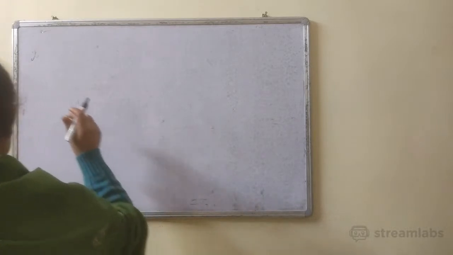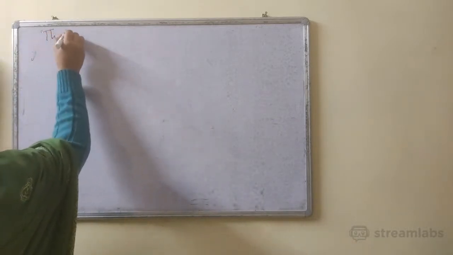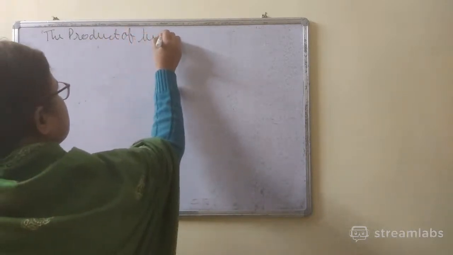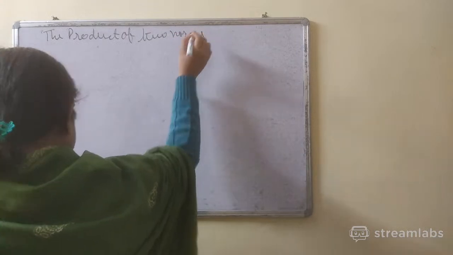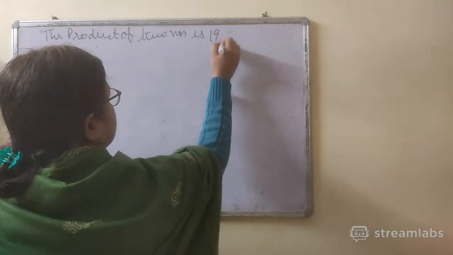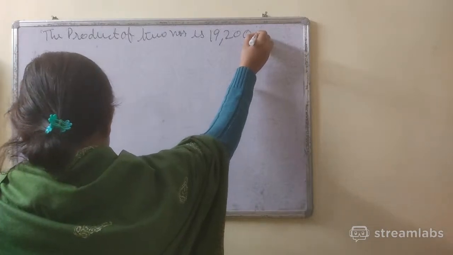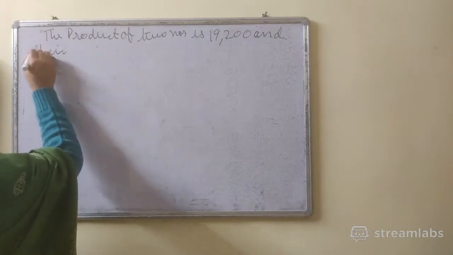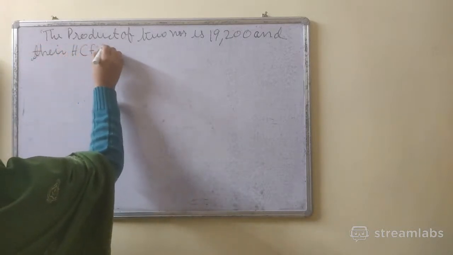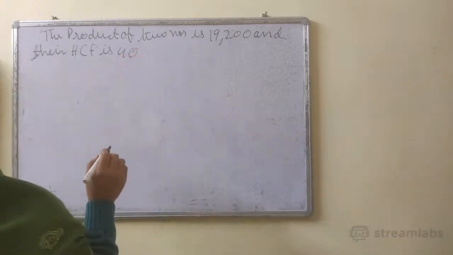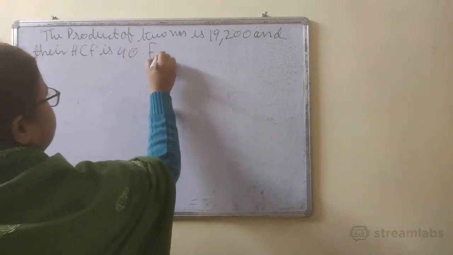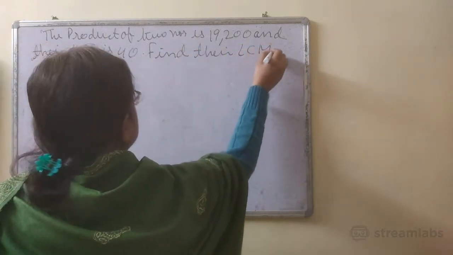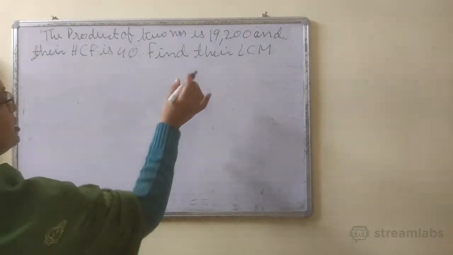Now, the product of two numbers is this one, and their HCF is 40. Find their LCM. Okay. So the product of two numbers is this one.